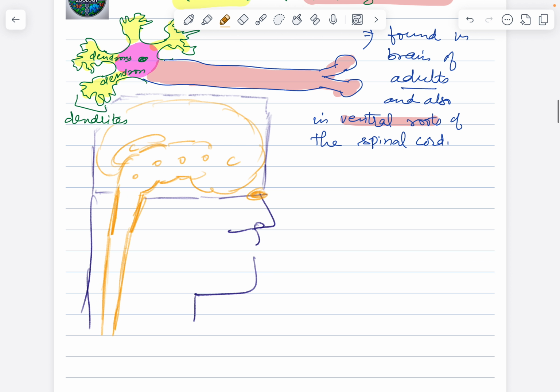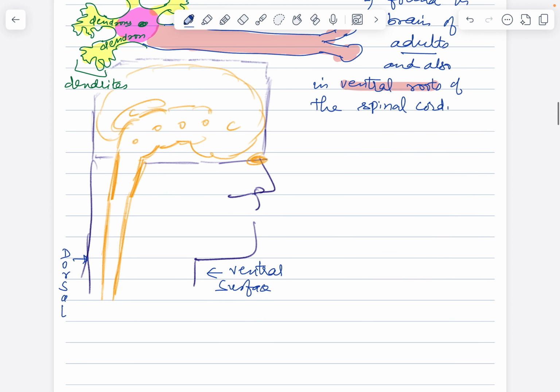So in the human body, what is the front side called? Ventral surface of the body. And what is the back side called? The dorsal surface of the body.